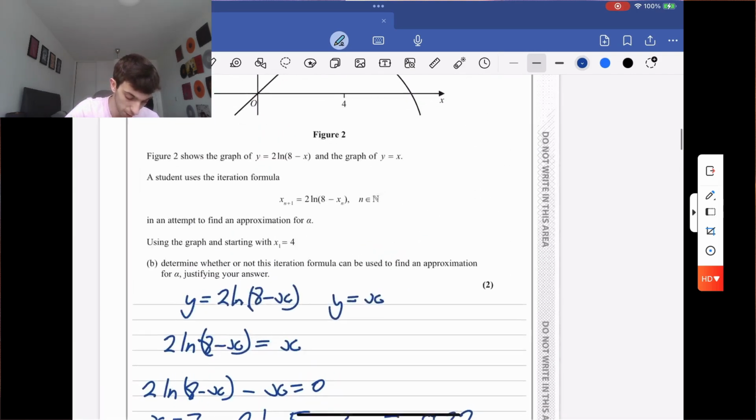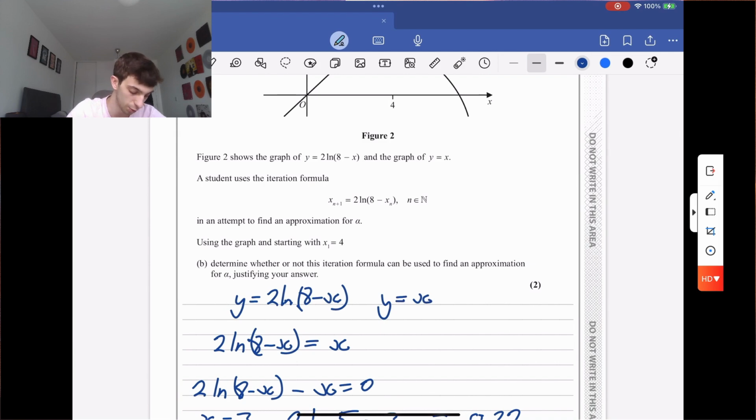So, moving on to part B. We're told Figure 2 shows a graph of y equals 2 ln 8 minus x and the graph of y equals x. The student uses the iteration formula x n plus 1 equals 2 ln 8 minus x n, where n is a natural number, in an attempt to find an approximation for alpha. Using the graph and starting with x1 equals 4, determine whether or not this iteration formula can be used to find an approximation for alpha, justifying your answer.